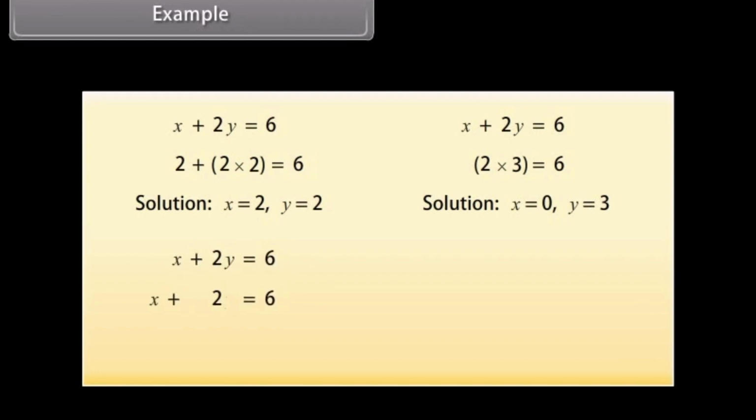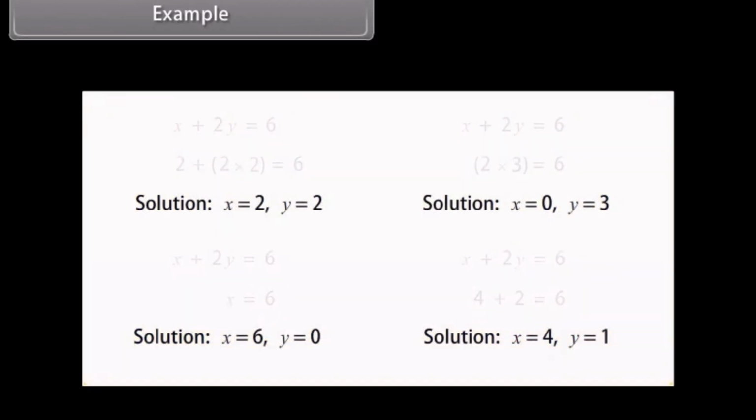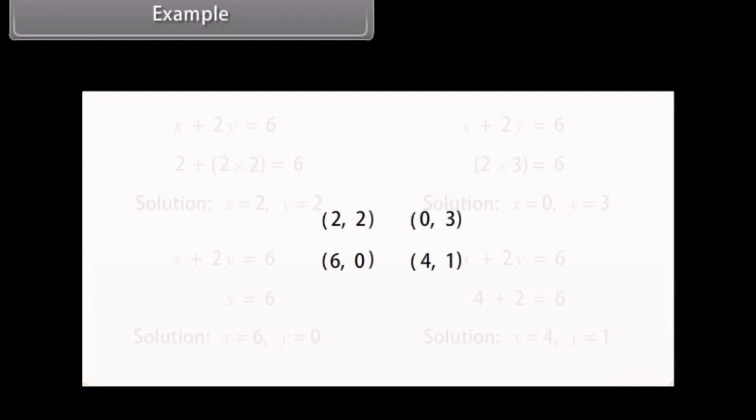Similarly, taking y as 0, the given equation reduces to x = 6. So x = 6, y = 0 is also a solution of this equation. And for the fourth solution, let us take y as 1. The given equation now reduces to x + 2 = 6, and by substituting x as 4, we get the answer 6. Therefore, (4, 1) is also a solution of the given equation. So the four solutions we get for the given equation are (2, 2), (0, 3), (6, 0), and (4, 1).